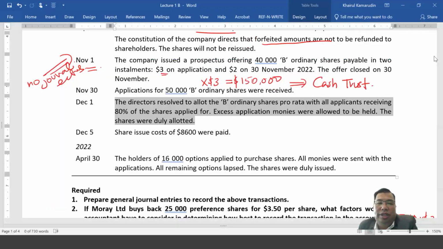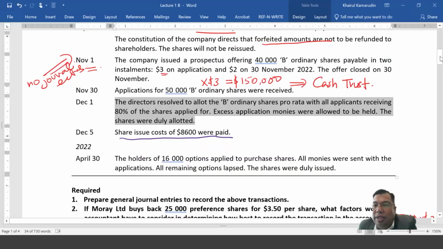The next one is the process. The underwriter charged us 8,600. This is the share issue cost. There are two ways of doing this transaction. In Malaysia, it's common to record this as an expense. So debit share issue expense, credit cash. But in Australia, it's more common to offset this share issue cost against the share capital account.